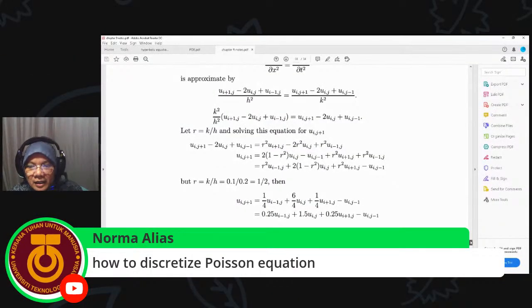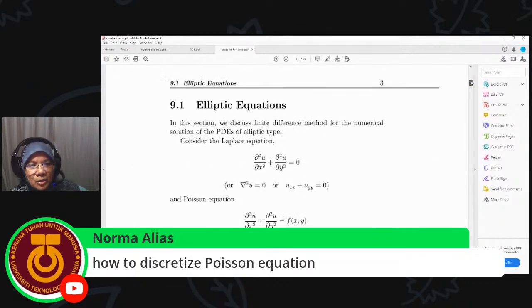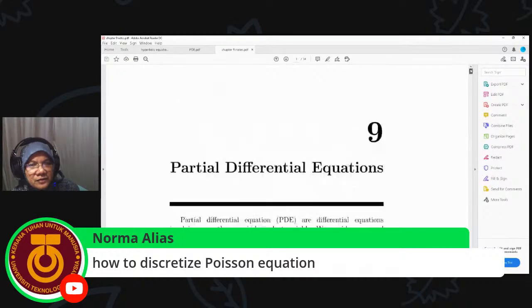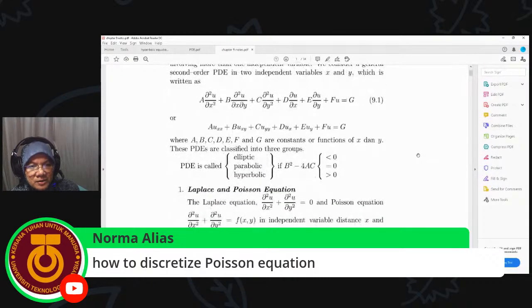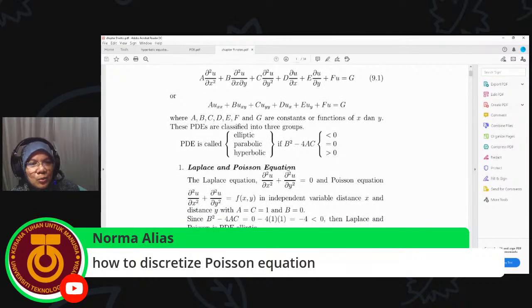In chapter 9, we learn about three types of partial differential equation: elliptic, hyperbolic, and parabolic. But today I'm going to focus on the Poisson equation, one type of elliptic equation, where the standard form of the partial differential equation has b squared minus 4ac less than 0. Where b is the coefficient for d squared u over dxdy.